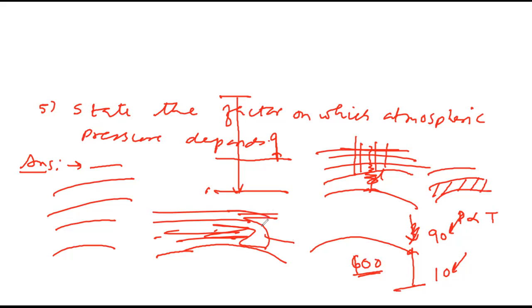So atmospheric pressure depends upon what? Altitude. Altitude means height above the sea. The atmospheric pressure depends on altitude.